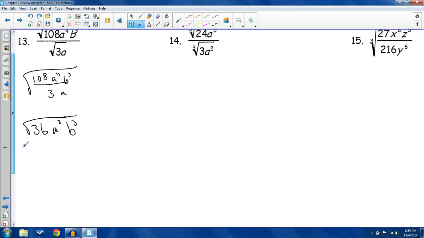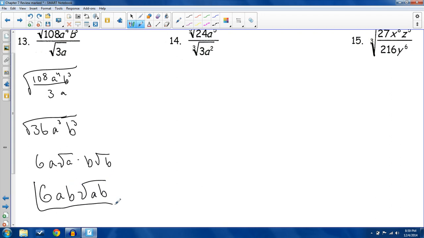Okay, square root of 36 is 6. 3 divided by 2 is 1, remainder 1. And 3 divided by 2 is 1, remainder 1. So this gives you 6ab root ab. Kind of interesting.